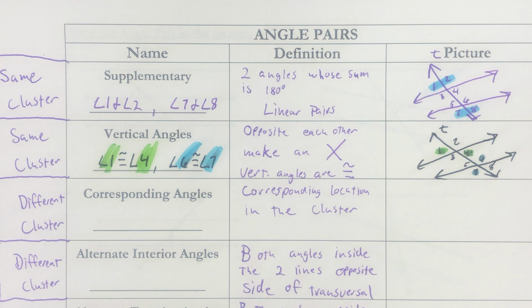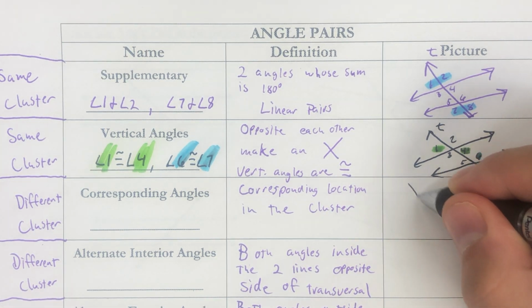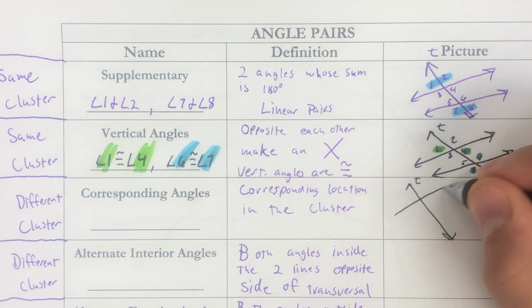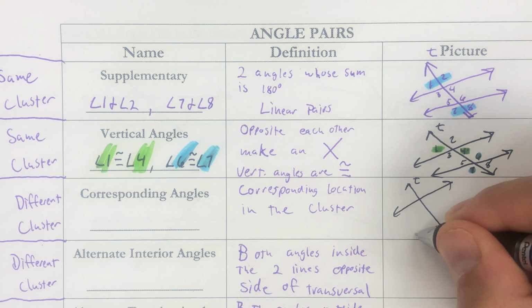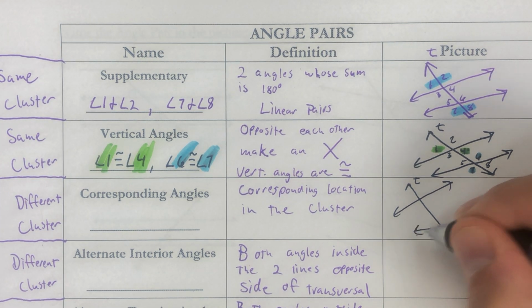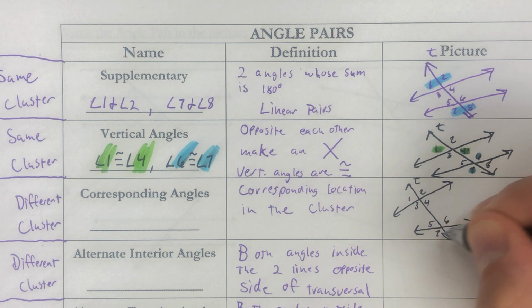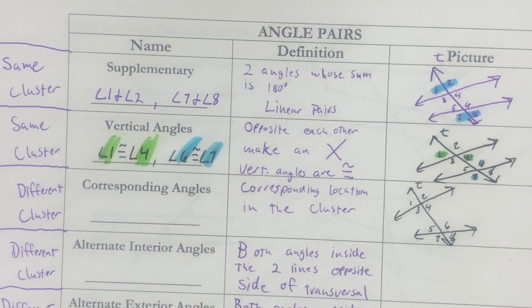These ones are going to be in different clusters. So one's going to be in the top cluster, one's in the bottom. We can also have clusters on the left and clusters on the right. So here we go. I'm drawing in my transversal T. First line, second line. All right, angle 1, 2, 3, 4, 5, 6, 7, 8. Corresponding angles are in the corresponding location of the cluster. So we're in different clusters and they're in corresponding locations in the cluster.